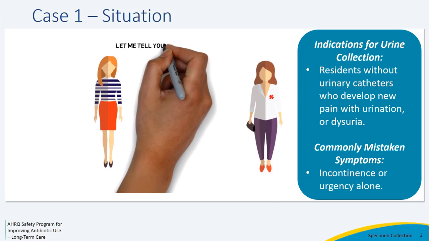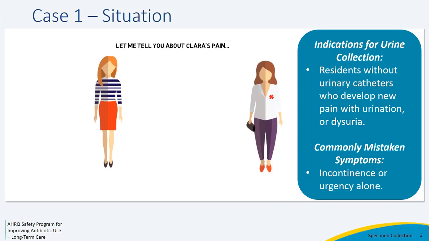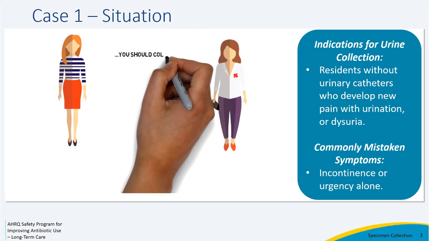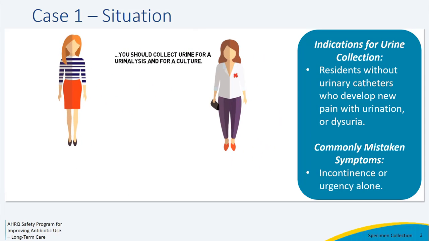Let's take a minute to review our indications for collection of urine cultures. Residents who do not have urinary catheters and develop new pain with urination or dysuria should be evaluated with urinalysis and culture. Incontinence or urgency alone is not an indication to obtain a urine culture. This is a common symptom in the elderly and does not necessarily indicate infection.